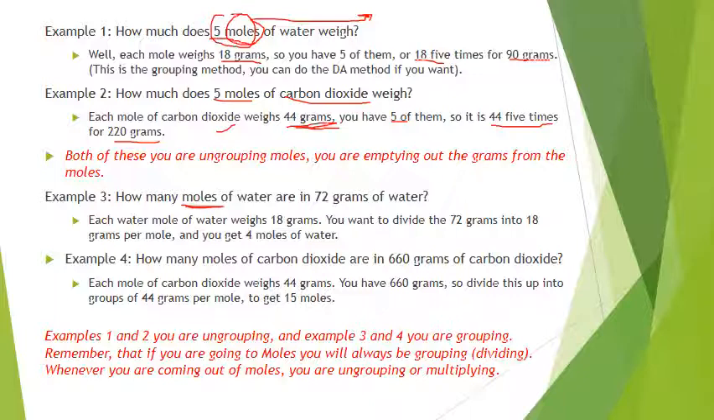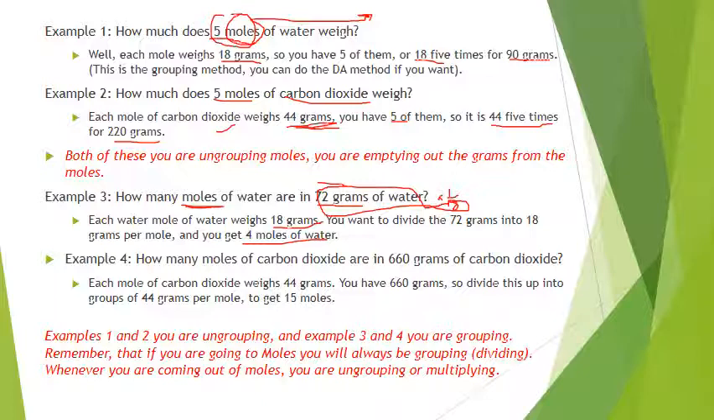All right, now you're going to go the other way. I want to find out how many moles. So you're going to be grouping. So you have 72 grams. You can divide that up into groups of 18. Then you get 4 moles. Okay, so that's fairly simple. And if you do dimensional analysis, you take 72 times 1 over 18, which again is a division problem, 72 divided by 18. So it'll give you the same answer.